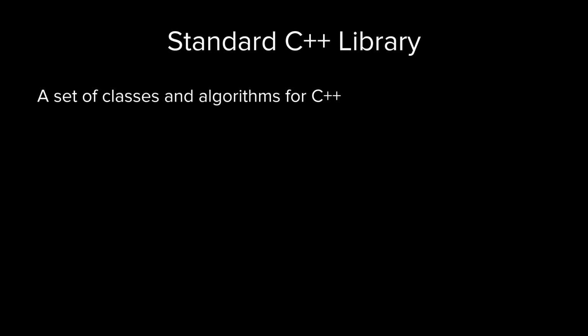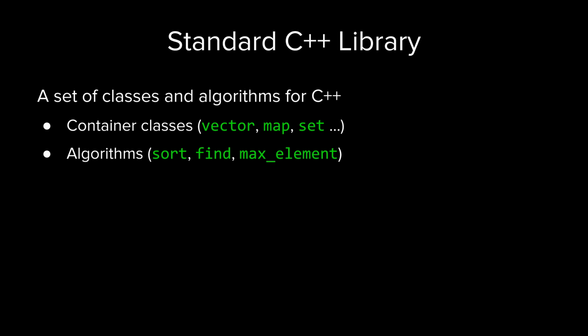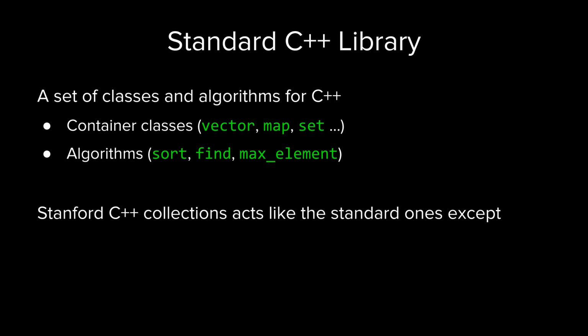In standard C++, those exact collections exist, more or less. So there's the standard C++ library, which has a set of classes and algorithms. It has these container classes called lowercase vector, lowercase map, lowercase set, and these algorithms, sort, find, which we'll talk about in a second. And the Stanford C++ collections act almost like the standard ones, except the standard C++ collections are really unfriendly if you're just starting off programming.